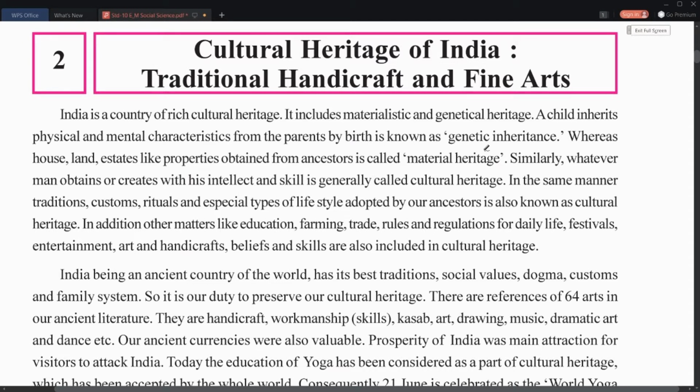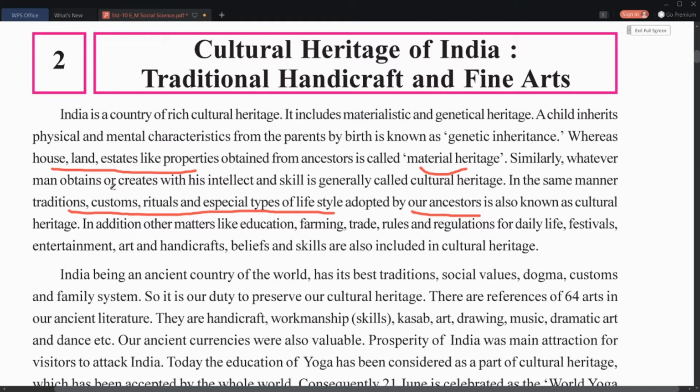It is quite clear that which comes from genes of our parents, that is our genetic inheritance, and which we obtain in terms of materials like house, land, estates, etc., that is called material heritage. Similarly, whatever man obtains or creates with his intellect and skill is generally called cultural heritage. In the same manner, traditions, customs, rituals, and special types of lifestyle adopted by our ancestors is also known as cultural heritage.